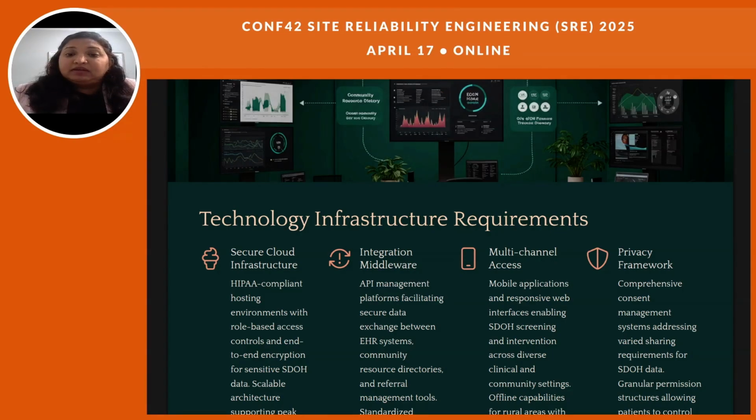Multi-channel access. Mobile applications and responsive web interfaces enabling SDOH screening and interventions across diverse clinical and community settings. Offline capabilities for rural areas with limited connectivity is crucial. Privacy framework is one more aspect. Comprehensive consent management systems addressing various sharing requirements for SDOH data. Granular permission structures allowing patients to control information disclosure is vital.